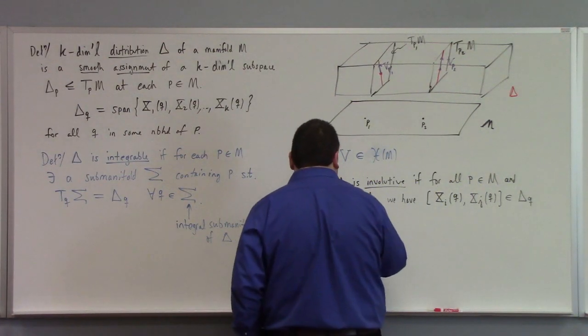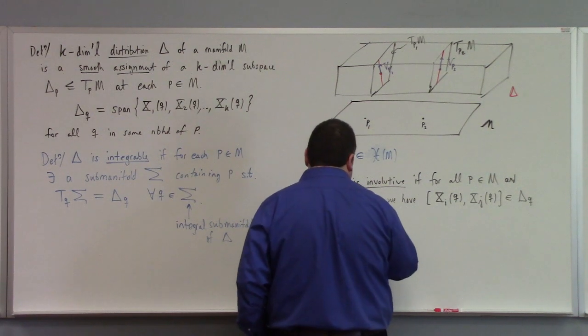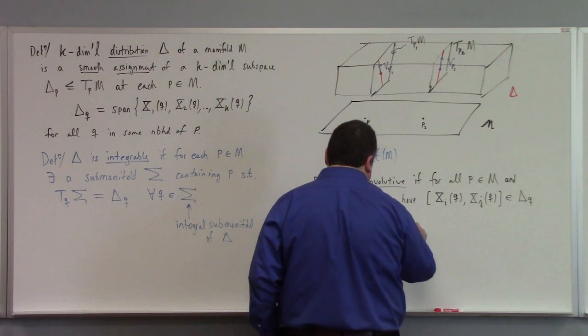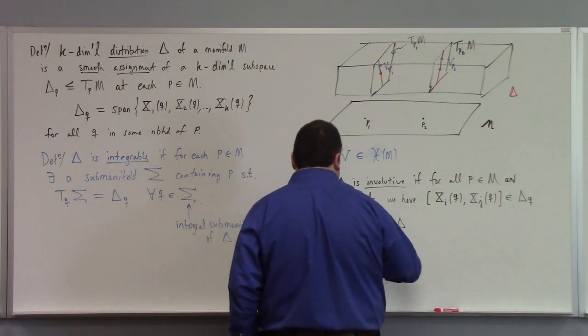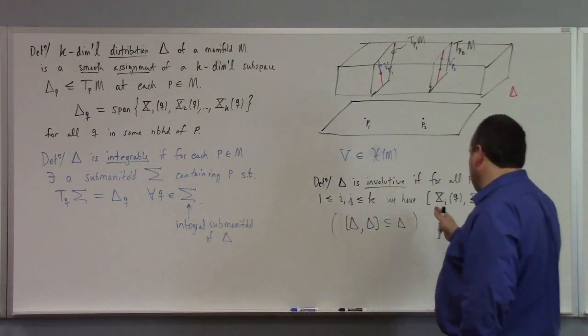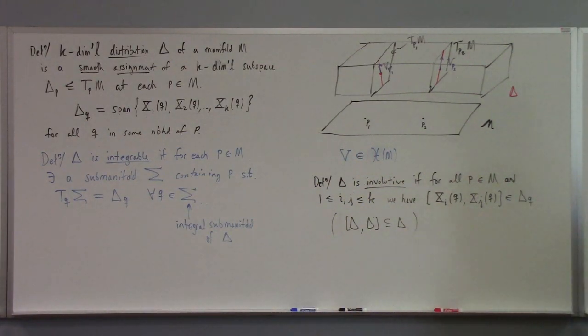Schematically, we're saying that delta bracket delta is a subset of delta, right? So that's a quick summary of what I'm saying. If we take two things in the distribution and we calculate the Lie bracket, we get back to something in the distribution again.